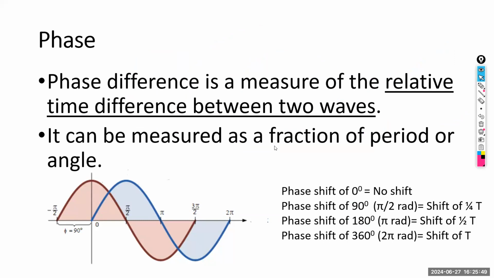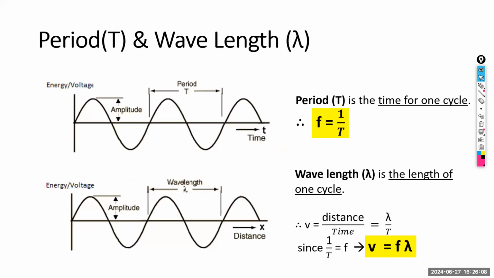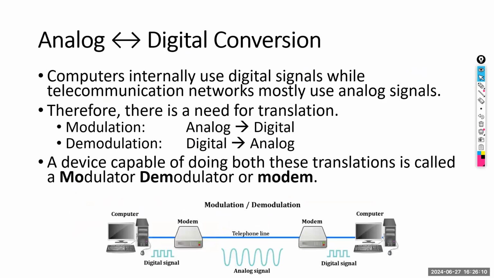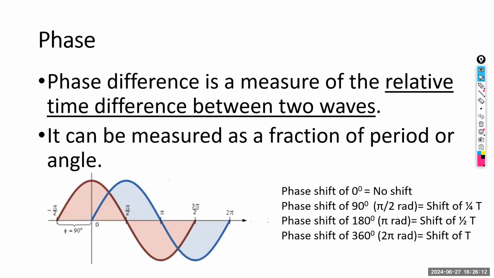Okay. Amplitude, period, wavelength, frequency, and phase. And the two formulas: f equals 1 over capital T, and v equals f lambda. Right, so that is where we stopped last time.